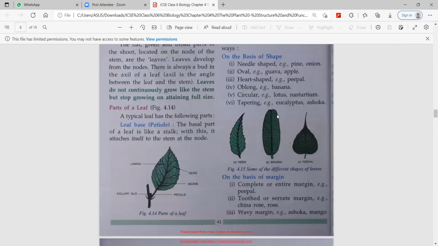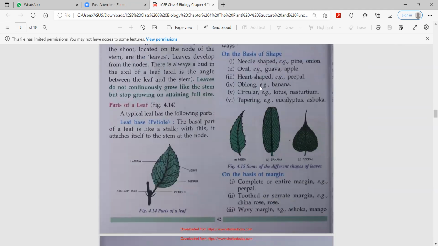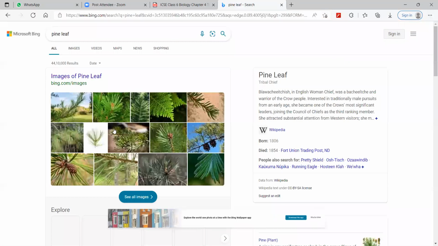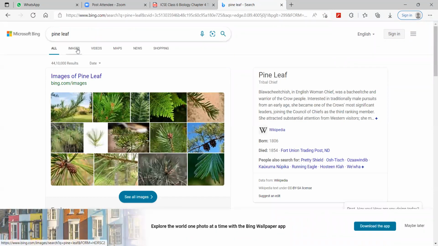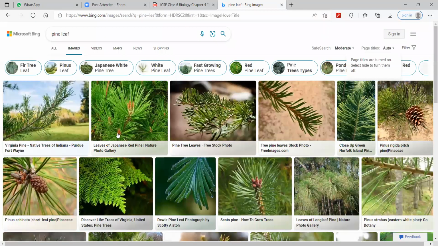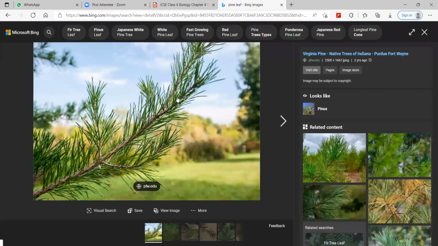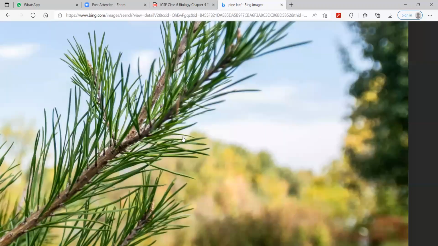Now the types of leaves. On the basis of shape, leaves can be needle-like, for example in pine and onion. Let me show you one picture of a pine leaf. Here is the leaf of pine. Yes, it is needle-like. See here, needle-like leaves, सुई जैसी है.